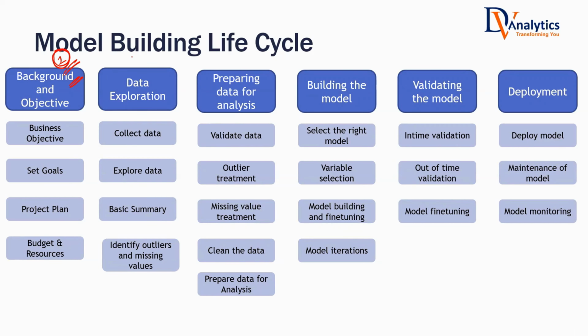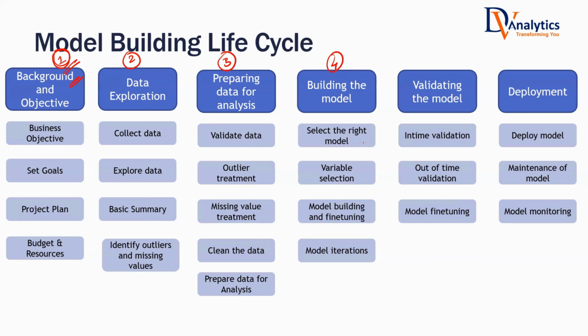Then we go to data exploration, data collection, basic summaries, etc. Then we go to data validation, preparing data for analysis. Then we build the model. Depending on the type of the data and the objective, sometimes you may have to build a regression model. Sometimes you may have to build a logistic regression model. Sometimes you want to do customer segmentation. In that scenario, which model would you like to build? If you want to build a marketing strategy using segmentation, then you would go for decision trees.